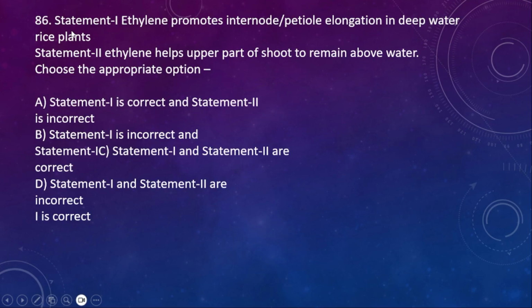86. Statement 1. Ethylene promotes internode or petiole elongation in deep water rice plants. Statement 2. Ethylene helps the upper part of the shoot to remain above the water. So choose the appropriate option among them. Here statement 1 and statement 2 are both correct.